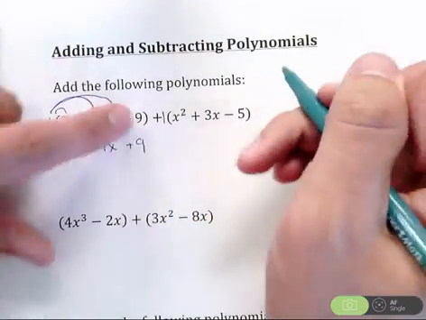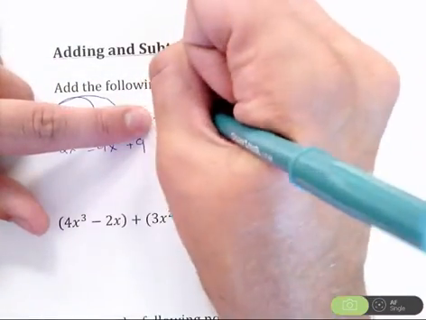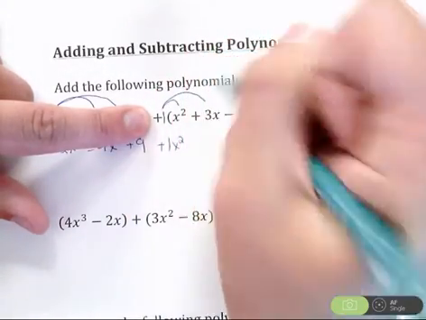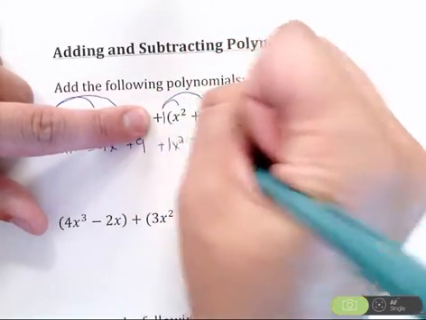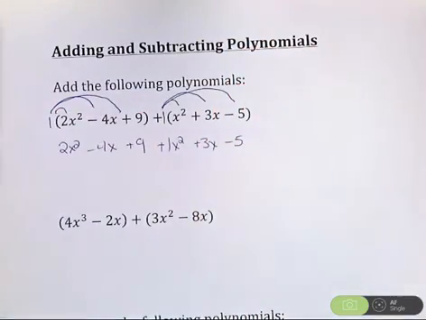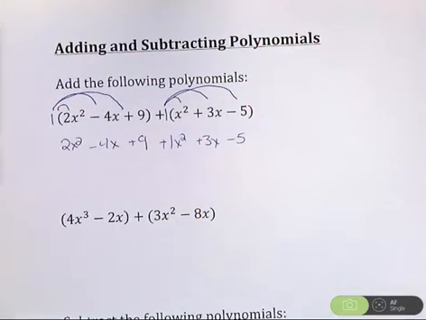Do the same thing over here. 1 times x squared is 1x squared. 1 times 3x is 3x. 1 times negative 5 is negative 5. So parentheses are gone. Here's the next and probably the most important step. We want to add these together, but I want to have my answer in standard form. So I'm going to start with the highest degree and go all the way to the lowest degree. So I'm going to go to the highest exponent to the lowest.